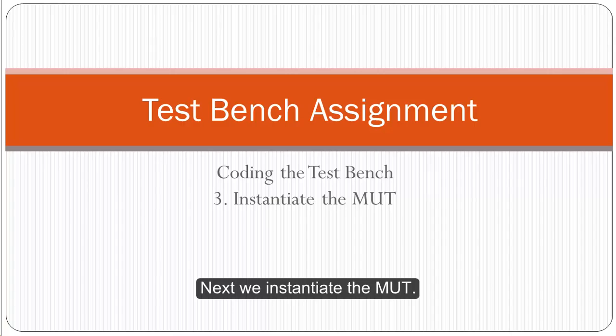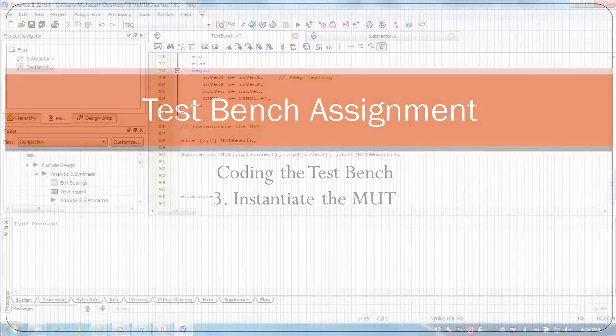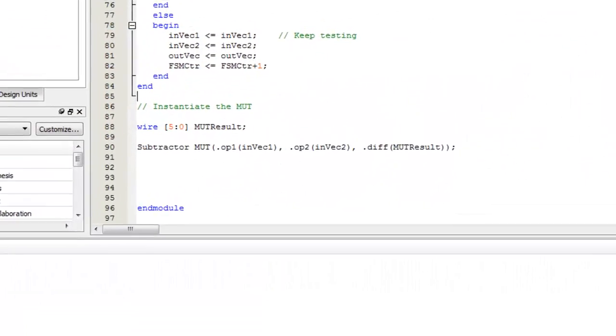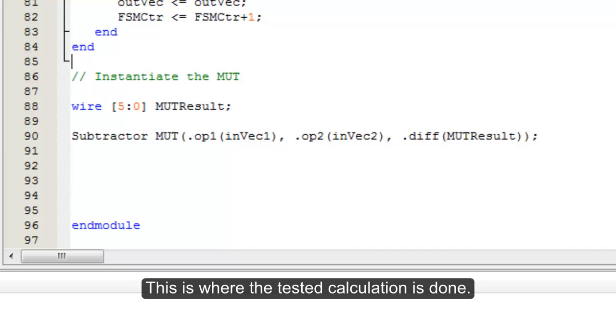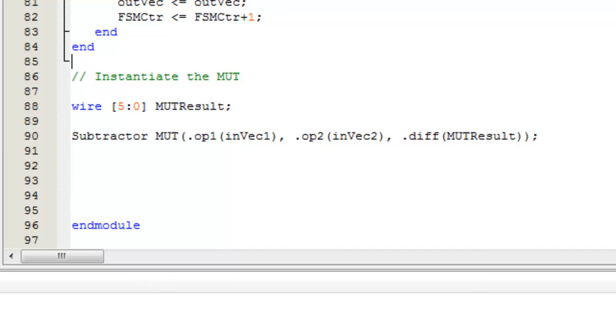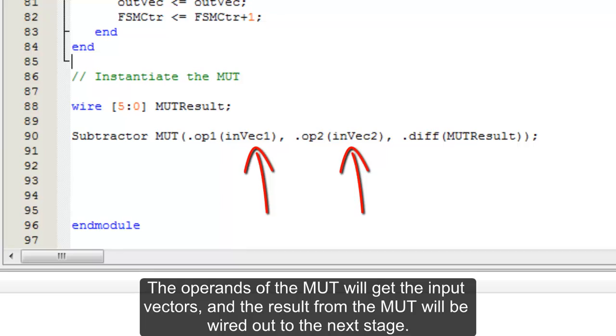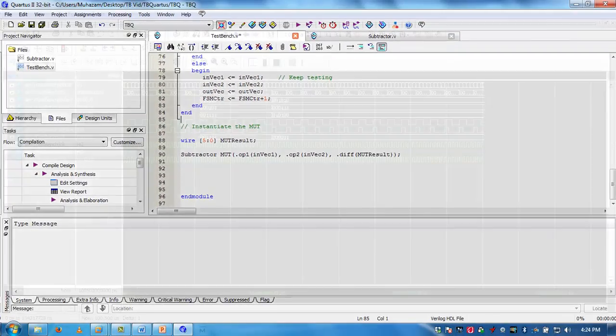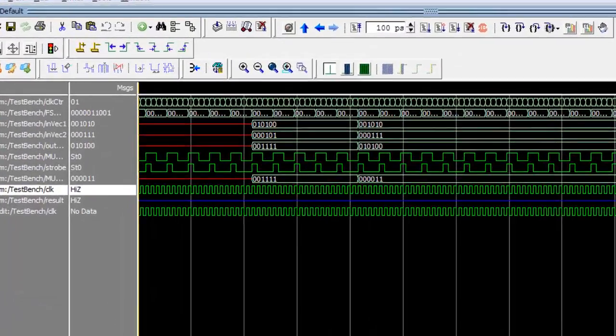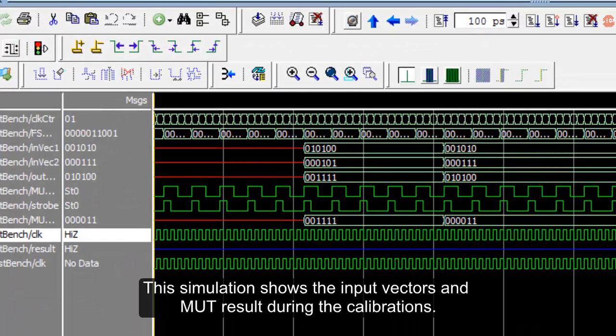Next, we instantiate the MUT. This is where the tested calculation is done. The operands of the MUT will get the input vectors, and the result from the MUT will be wired out to the next stage. This simulation shows the input vectors and the MUT result during the calibration.